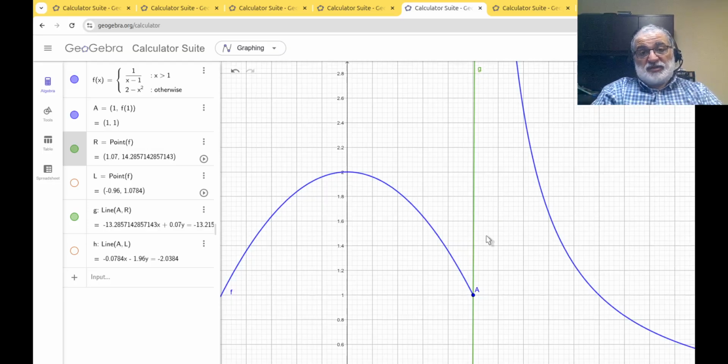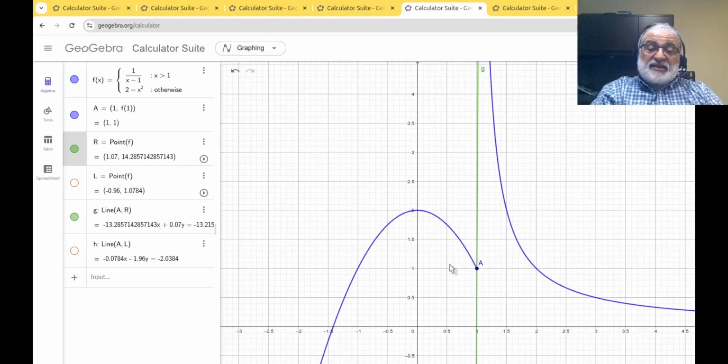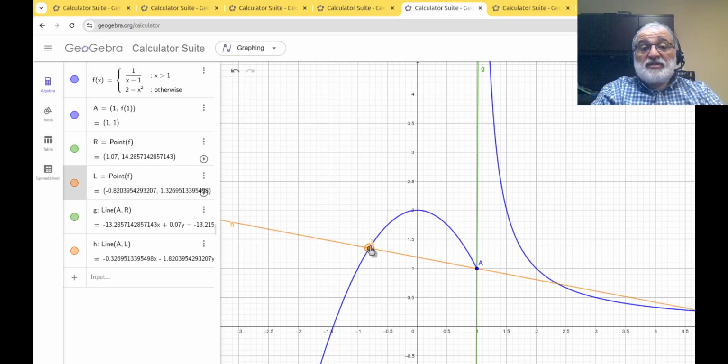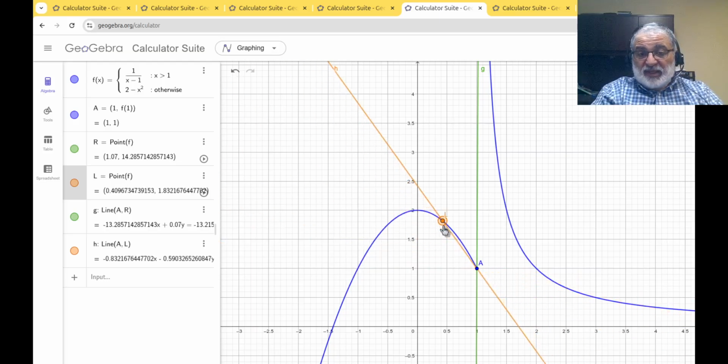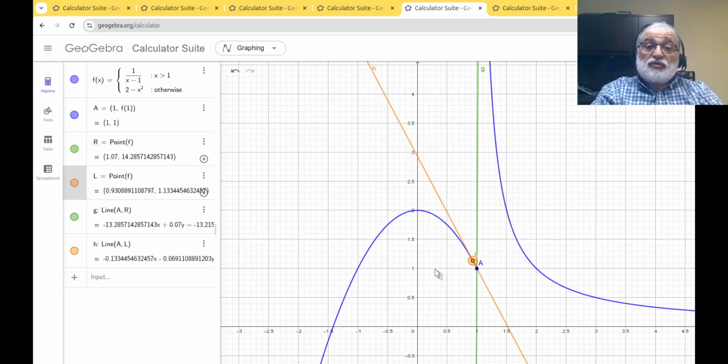So it's almost vertical. Now, in this case, if we have a point to the left of A and we connect that point to A, and we bring this point closer and closer to A on the graph, we are actually not approaching a vertical line. From the left side, we're approaching a regular tangent. It's not a vertical line. But what happens from the right side? From the right side, we're approaching a vertical line.